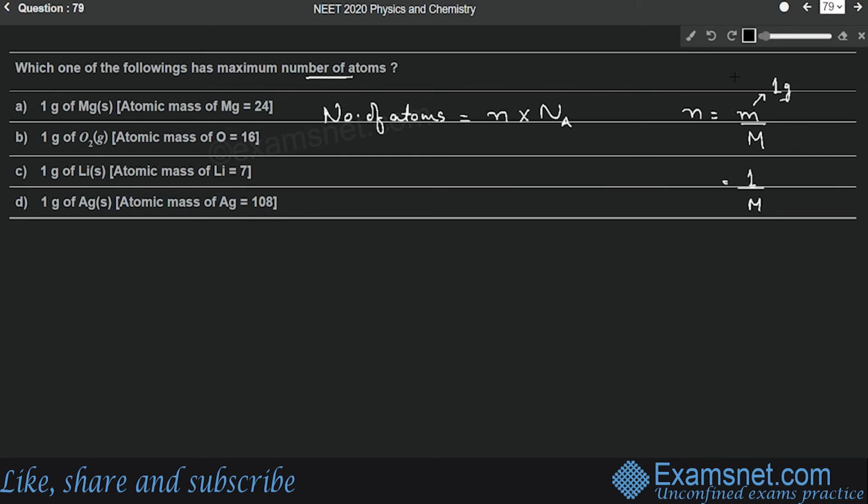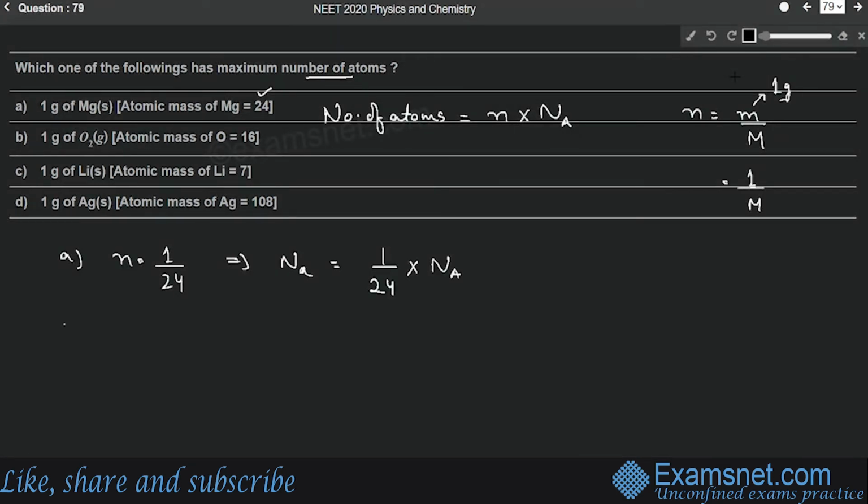Okay, so let's find out one by one. For the first one, that is magnesium, number of moles will be 1 by atomic mass, that is 24. It is given here. So 1 by 24. Therefore, what will be the number of atoms? Suppose Na (small) will be equal to number of moles, that is 1/24, into Avogadro number, that is NA.